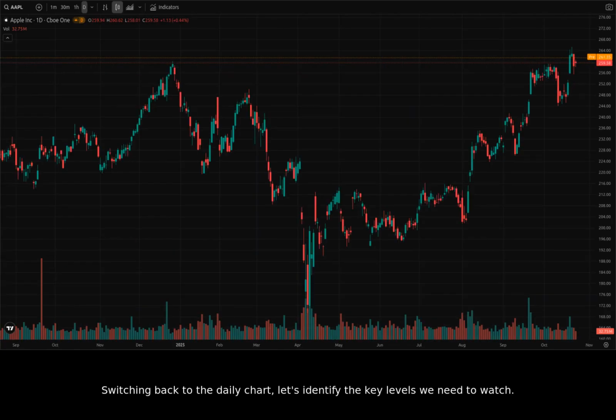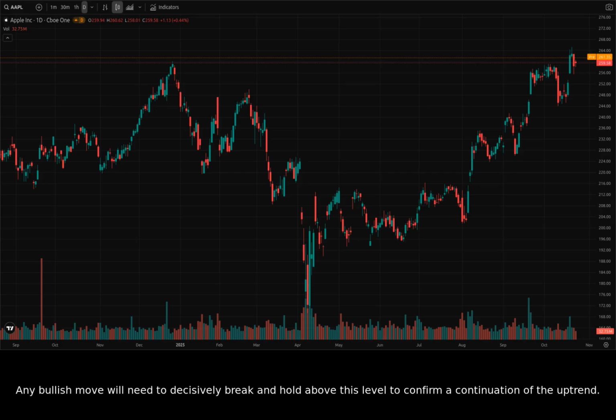Switching back to the daily chart, let's identify the key levels we need to watch. The primary resistance is, without a doubt, the new all-time high at $265.29. Any bullish move will need to decisively break and hold above this level to confirm a continuation of the uptrend. On the downside, we have immediate support at the recent low of $255.43 set during Wednesday's sell-off.